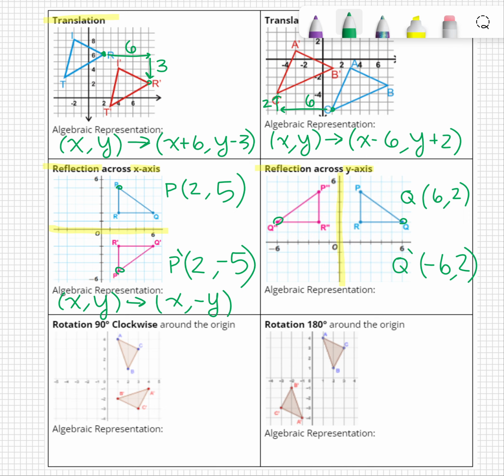Now let's analyze how that changed. Between those 2 points, the x value changed sign, but the y values between those 2 points stayed the same. So for my algebraic representation, for each xy point, when it's reflected across the y-axis, x will change sign, so x would become negative x, and y stays the same.